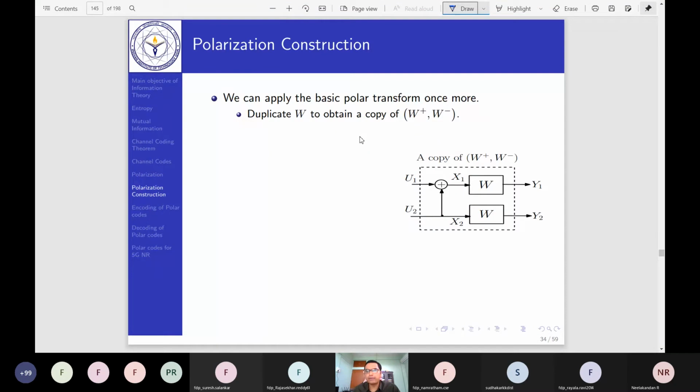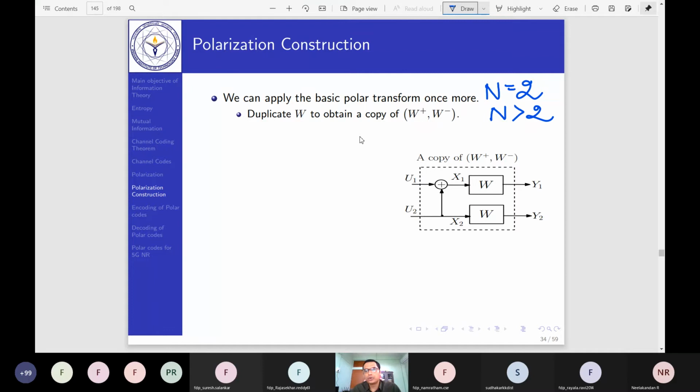So what we have seen for n equal to 2 is how to construct the polar code. Now how to extend this concept to block length greater than 2, that I'm going to explain now. The principle of this construction is that you always start with identical copies, and you do this modulo-2 summation between the identical copies.